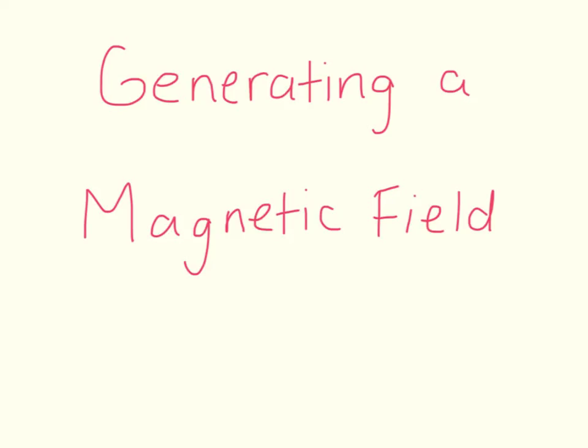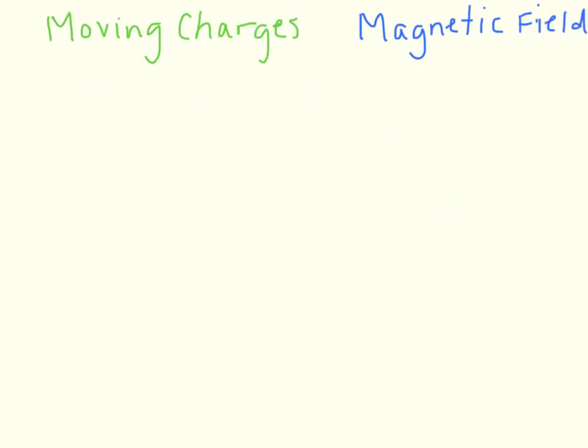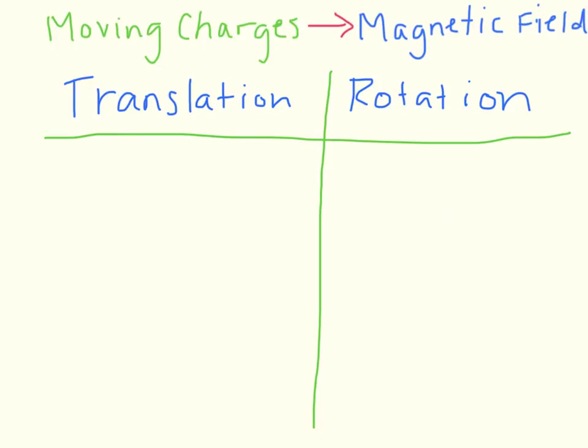In this lecture, I'll discuss how to generate a magnetic field. As we discussed in a previous lecture, moving charges generate magnetic field. In our unit on motion, we described two different types of motion, translation and rotation. Charges undergo rotation within atoms.